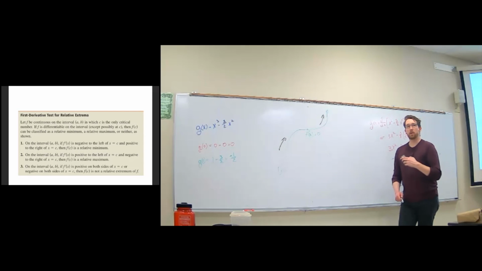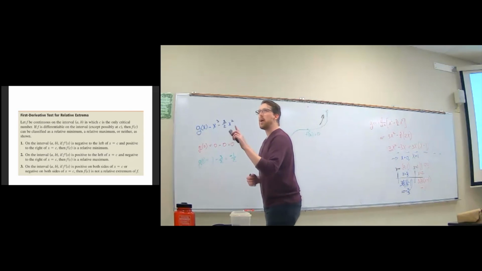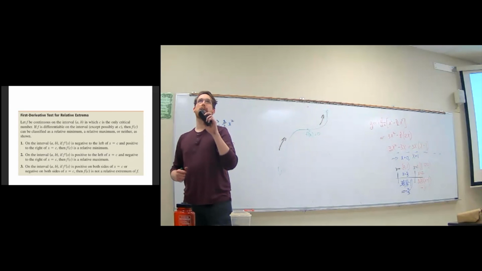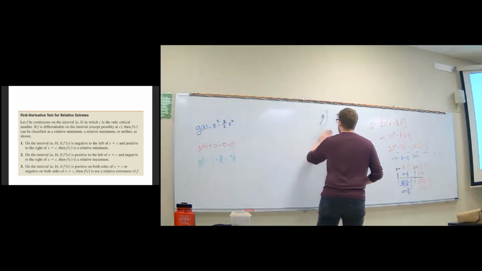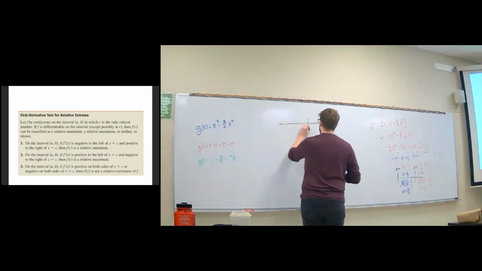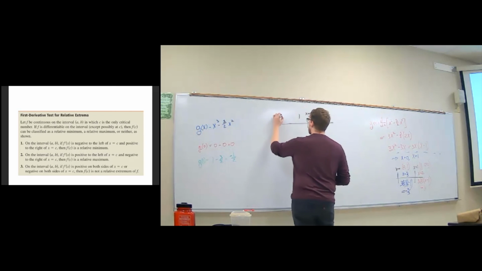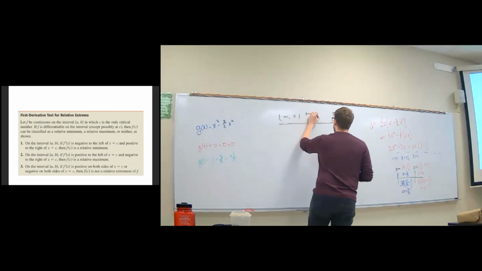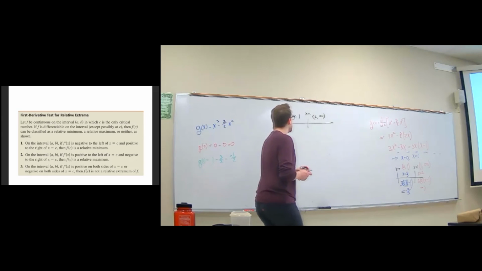So you would describe that as a drastic change. A relative extreme would be a drastic change in slope. I wouldn't say that it's a drastic change in slope. I would say that it's a change in sign, a change in sign of the slope, right? So x is equal to c. This is the interval negative infinity to c. This is c to infinity and beyond.